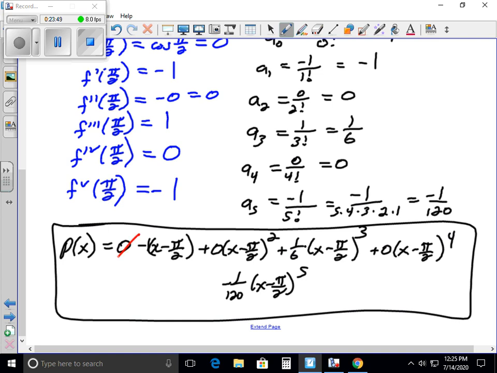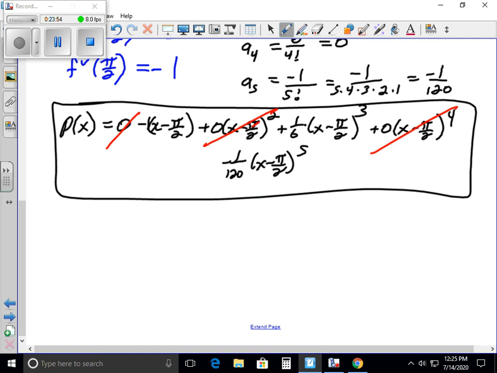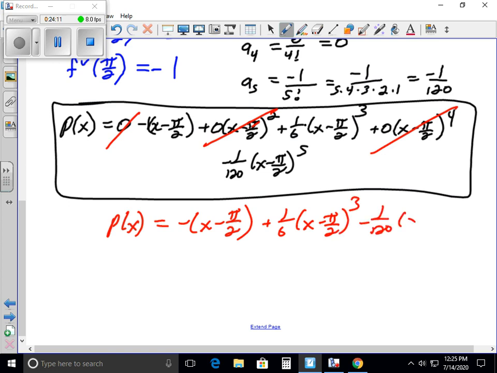Of course, that's gone, that's gone, that's gone. So our polynomial simplifies to minus x minus pi over 2 plus 1/6 x minus pi over 2 cubed minus 1/120th x minus pi over 2 to the fifth. So if we graph that side by side with cosine, then near pi over 2, they're going to be very comparable.